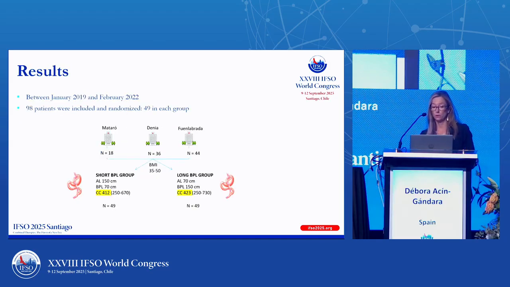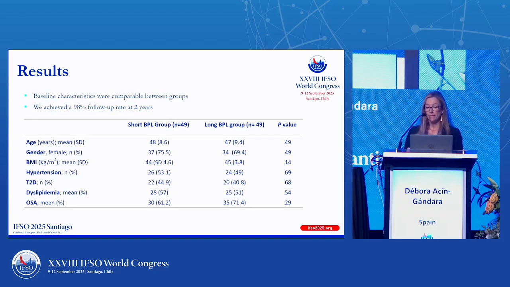Between January 2019 and February 2022, 98 patients were included and randomized, 49 in each group. The common channel length was similar in both groups, around 412 centimeters in short BPL group and 423 centimeters in long BPL group. Baseline characteristics like age, gender, BMI, and obesity-related diseases were similar in both groups. And we achieved a 98% follow-up rate at 2 years.